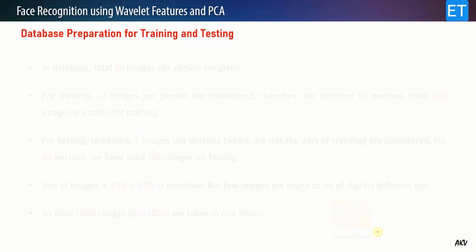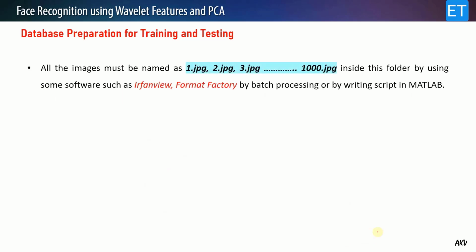Okay, so now what you have to do next, the names of the images in the database are of different format. So to run my code, you have to do a small work. First, you have to rename all the images in this way. That means 1.jpg, 2.jpg, and so on till 1000.jpg inside that folder.